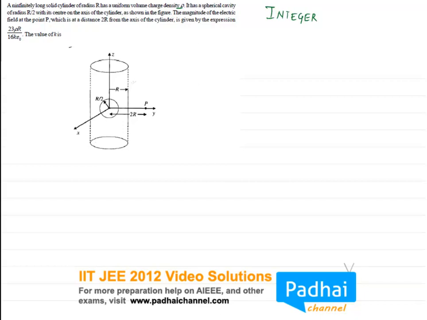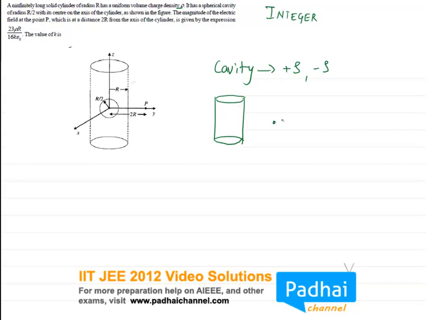The magnitude of the electric field at point P, which is at a distance 2r from the axis of the cylinder, is given by the expression this much. What is the value of K? So in cases of cavities, what we do is we fill the cavity by charge density plus rho and minus rho respectively, right? So when we fill it by plus rho, it forms a complete solid cylinder without any cavity.